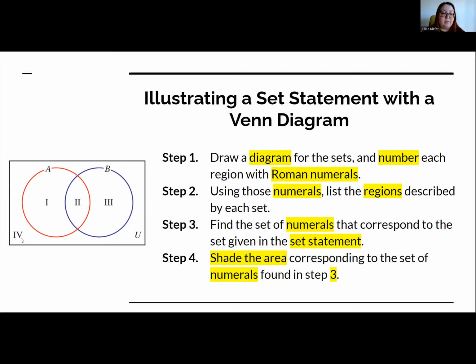And region four would be everything outside of A and B and both. So whatever's still in the universal set, but not contained within A or B or both. So those are the different regions that we have. When we shade them in, we know what we're talking about, and then we can quickly identify the elements left in those sets.